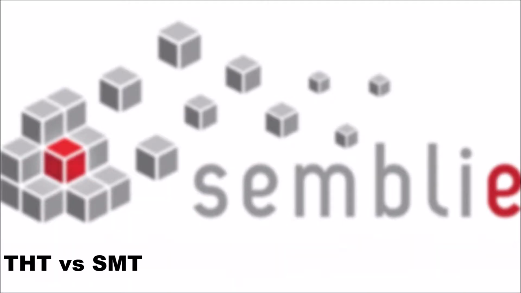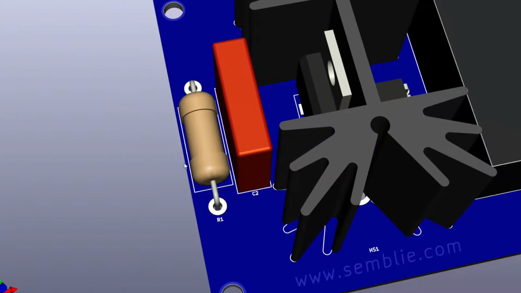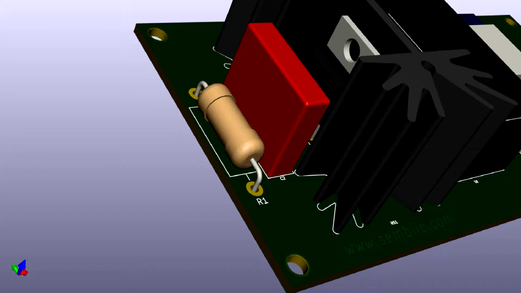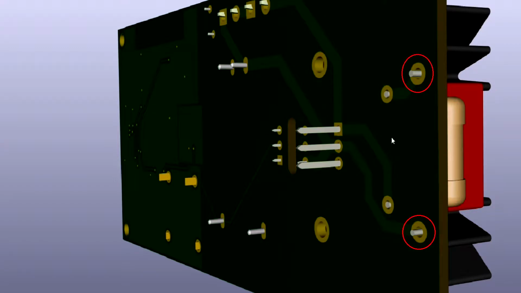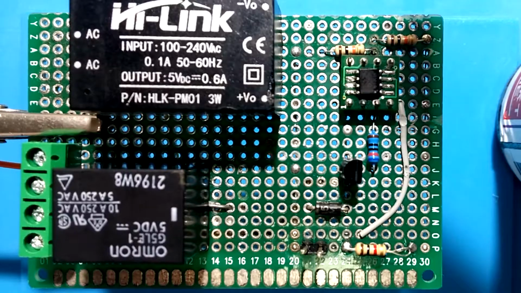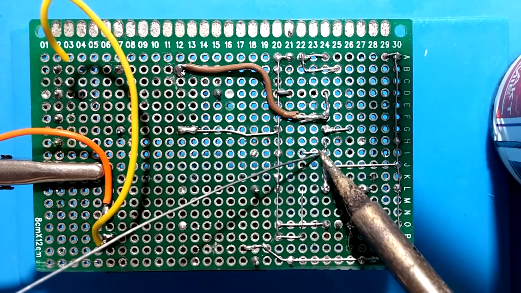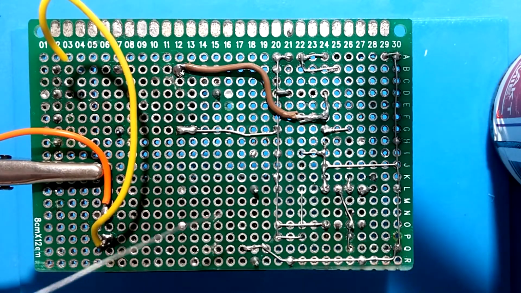Modern PCB assembly consists of two main methods for mounting components: through-the-hole mounting and surface mounting. Through-the-hole mounting is a process in which component leads are placed into drill holes on a bare PCB. Through-the-hole provides a stronger mechanical bond than SMT, making it ideal for components that might undergo mechanical stress.